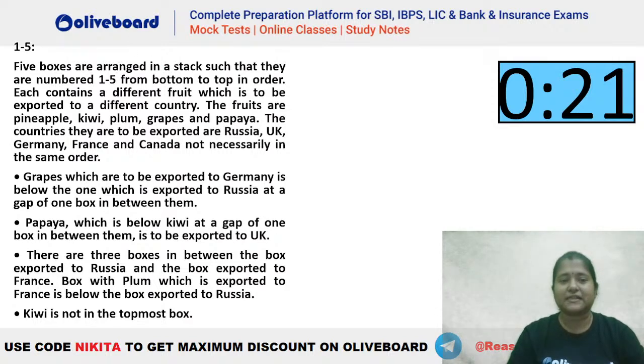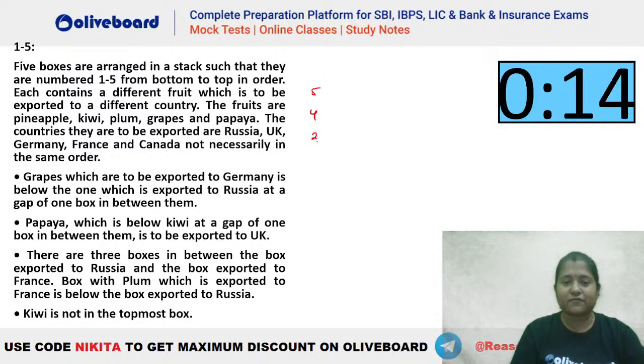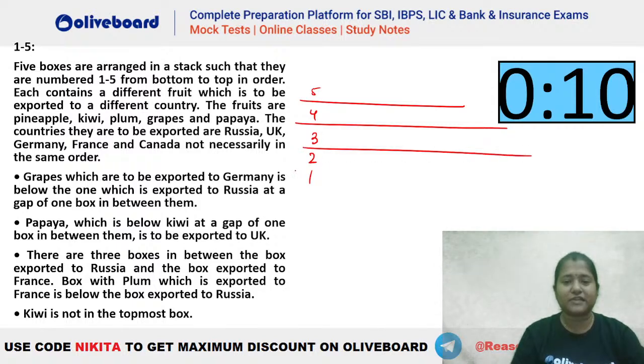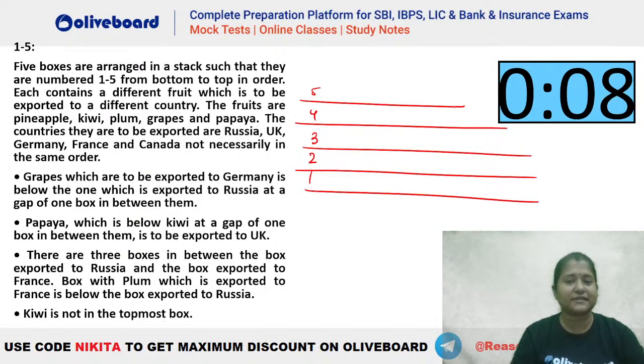So 5 boxes are arranged in a stack such that they are numbered 1 to 5 from bottom to top. Okay, so that means we have 5 boxes, 5, 4, 3, 2 and 1. And these boxes have different fruits and they belong to different countries here, right? So we need to match the country with the fruits here. Okay, so these are to be exported to different countries here.